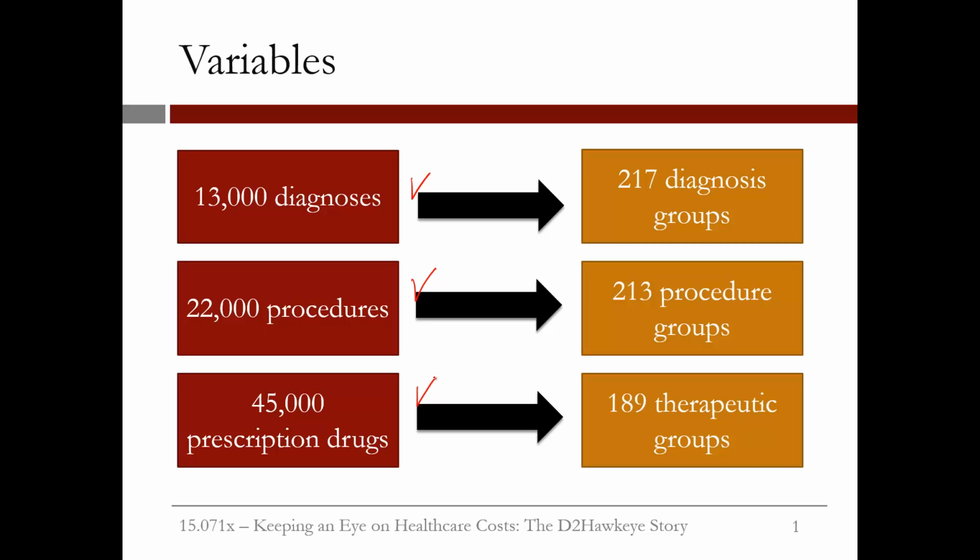Out of the 13,000 diagnoses, we defined 217 diagnosis groups. Out of the 20,000 procedures, we aggregated the data to develop 213 procedure groups. And finally, from 45,000 prescription drugs, we developed 189 therapeutic groups.